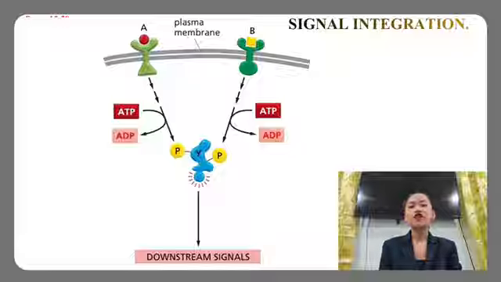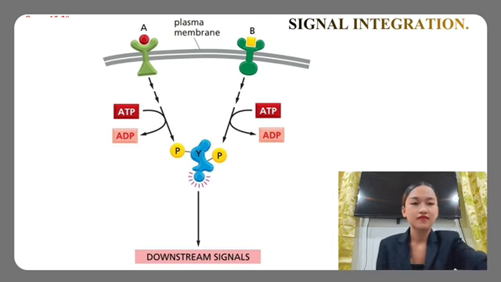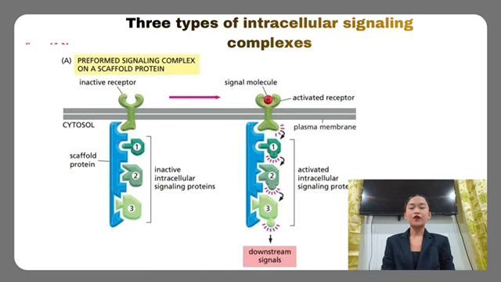Such proteins are often called coincidence detectors. We are done discussing signal integration. Now let's delve into the three types of intracellular signaling complexes.